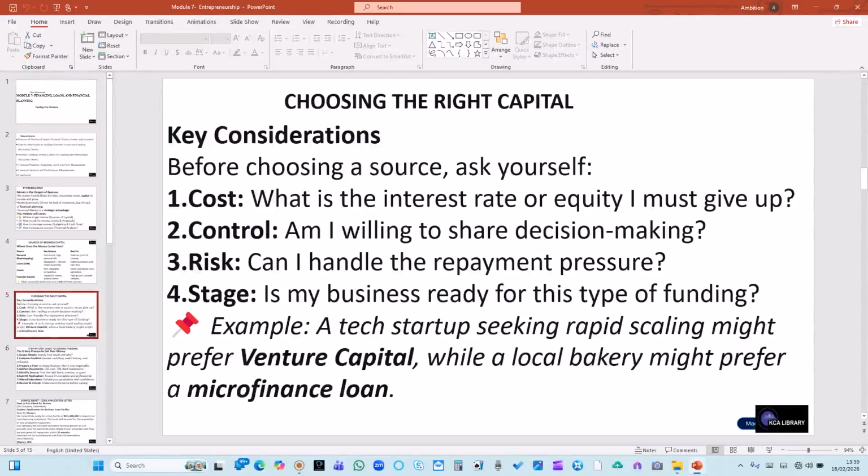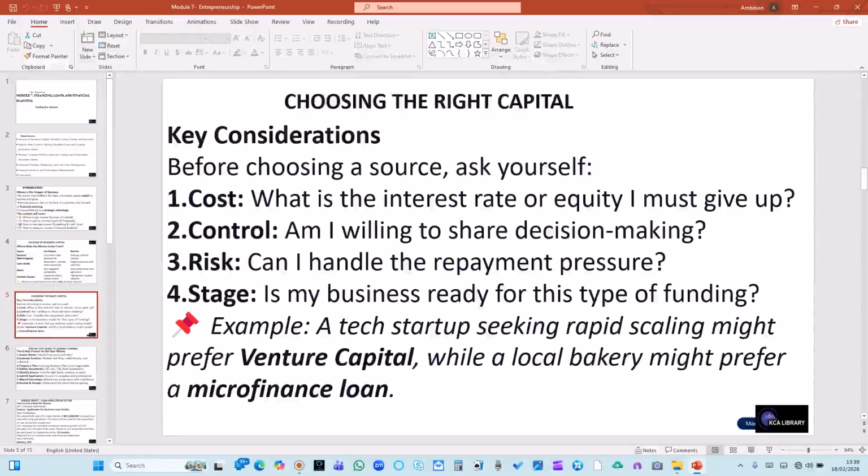Now let us look at choosing the right capital, the key considerations. Before choosing a source, ask yourself the following questions. 1. The cost. What is the interest rate or equity I must give up? Number 2 consideration is the control. Am I willing to share decision making? Number 3 is the risk. You need to consider the risk. Can I handle the repayment pressure? Then number 4 consideration is the stage. Is my business ready for this type of funding?